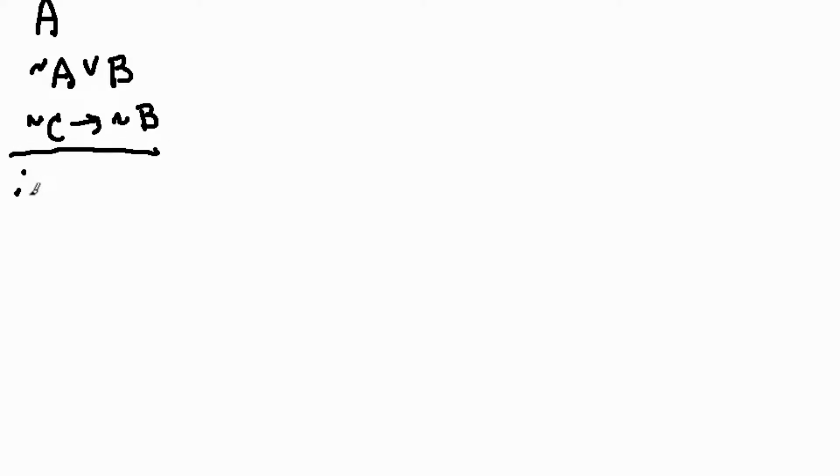I'm told that statement A is true, and I am also given not A or B, and I am told that not C implies not B. And from this, I would like to determine if I can infer statement C. And let's remember the first way to do this is with a truth table.